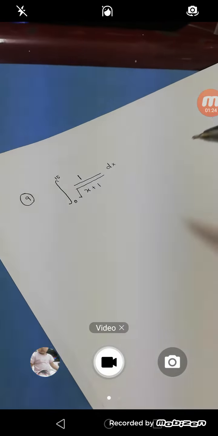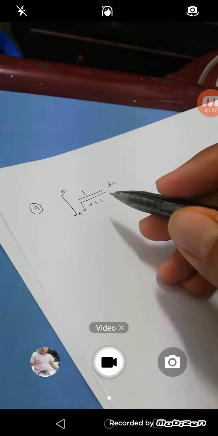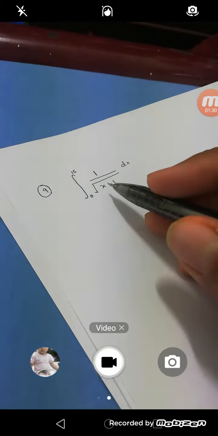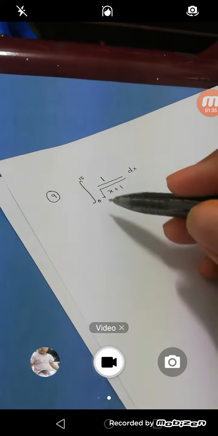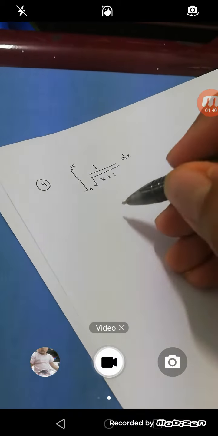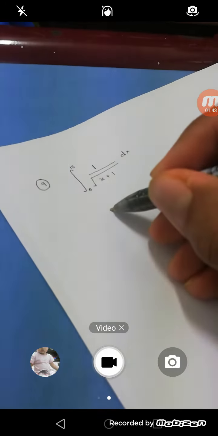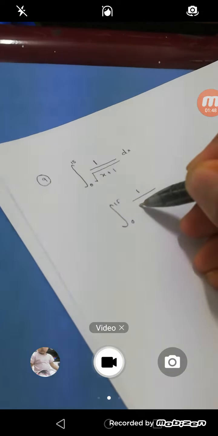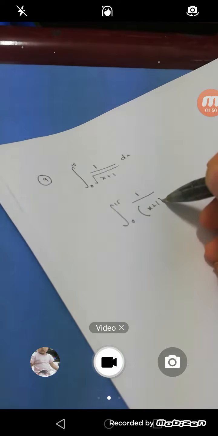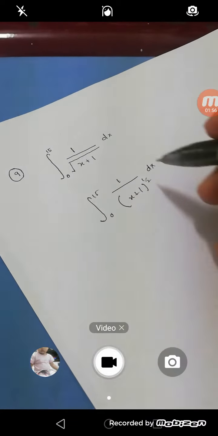So let me adjust the camera for a while. Alright, so here we have 1 over the square root of x plus 1. As we know, the square root can be replaced by a power of half. So let us now replace it. We are supposed to get the integral from 0 up to 15 of 1 over (x plus 1) to the power of half dx. You can change the square root into a power of half.